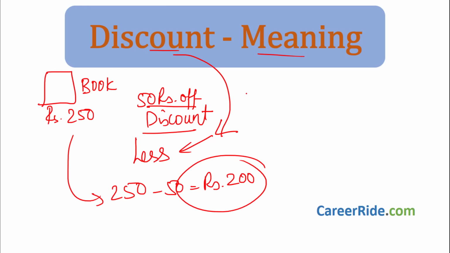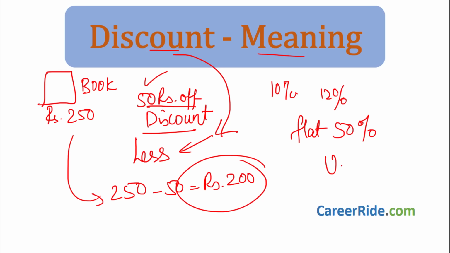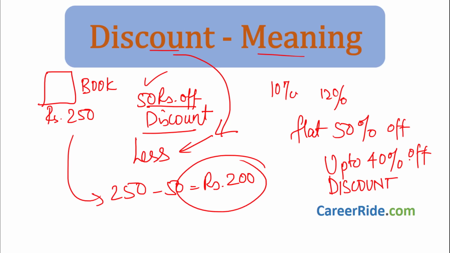Generally discount can be given or expressed in terms of absolute values like 50, 100, etc. Or, in most of the sums, discount is expressed in terms of percentage, that is 10%, 12%. Whenever you go out for shopping you will see that there is flat 50% off, then there's up to 40% off. This off which is given is nothing but discount, right? So discount is nothing but paying less money.